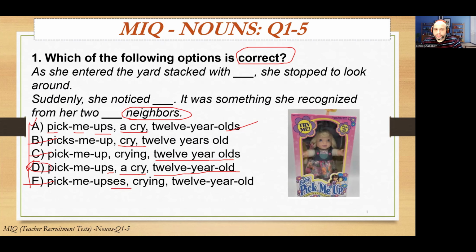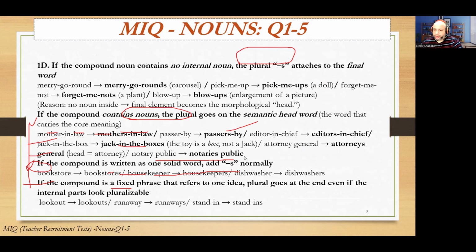And if we look at some of the notes, as we mentioned, if there is no internal noun, we add s at the very end. So some examples like merry-go-round, merry-go-rounds. Merry-go-round is a carousel. Pick me up, pick me ups. Forget me not, it's a plant. Forget me nots. Blow up, here it's an enlargement of a picture, blow ups. So there is no noun inside, and our final element becomes the morphological head.